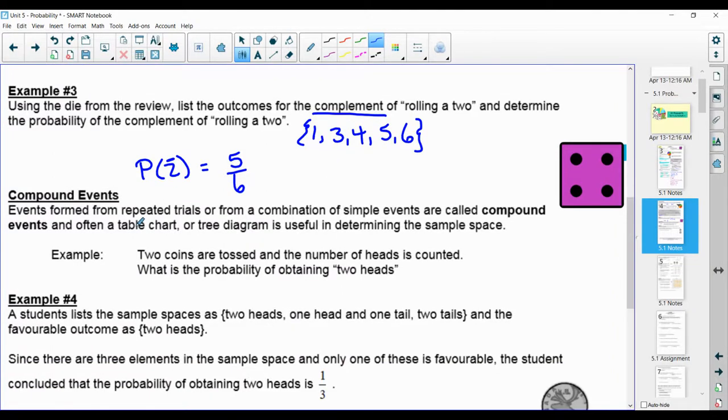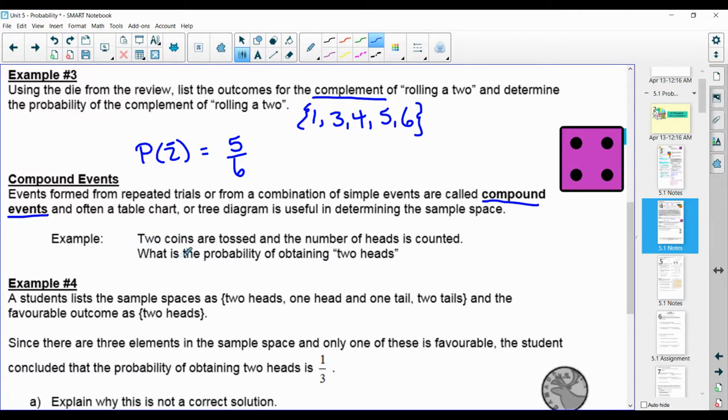Events formed from repeated trials or from a combination of simple events are called compound events. That's where we're looking at maybe tossing a coin and rolling a die, or spinning a spinner and flipping a coin. Some examples here: 2 coins are tossed and the number of heads is counted, or what is the probability of obtaining 2 heads? So we have repeated trials of simple events, and it could be 2 coins, or a coin and a spinner, and so on.